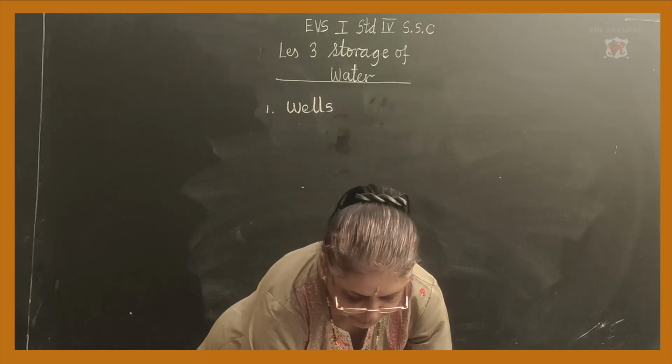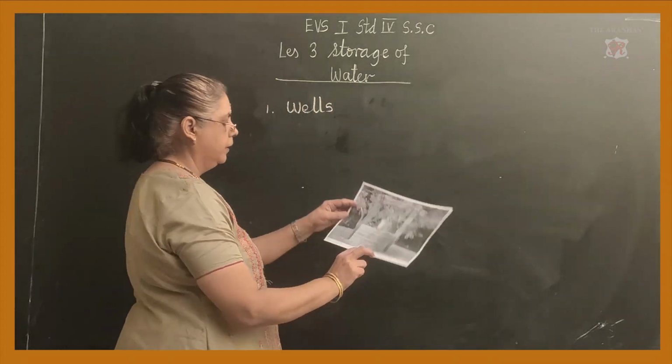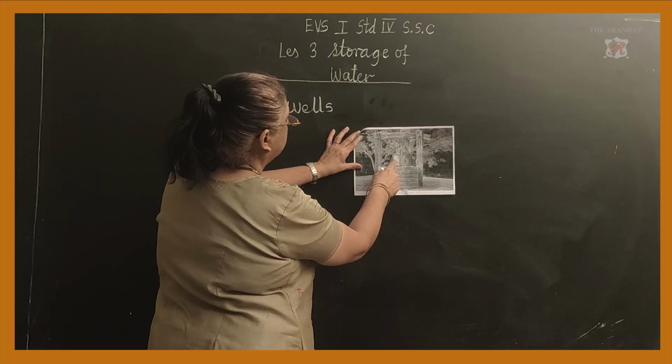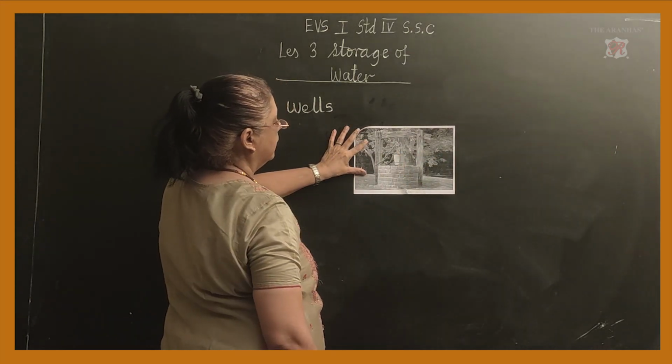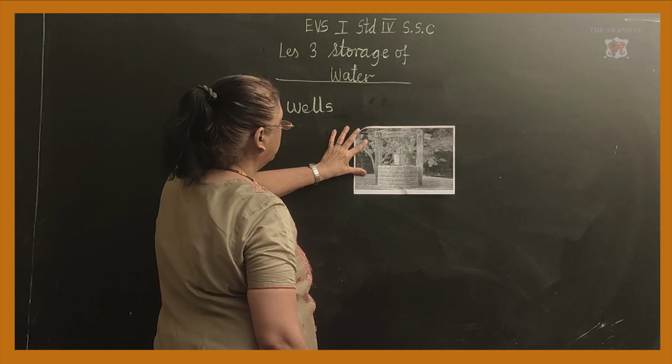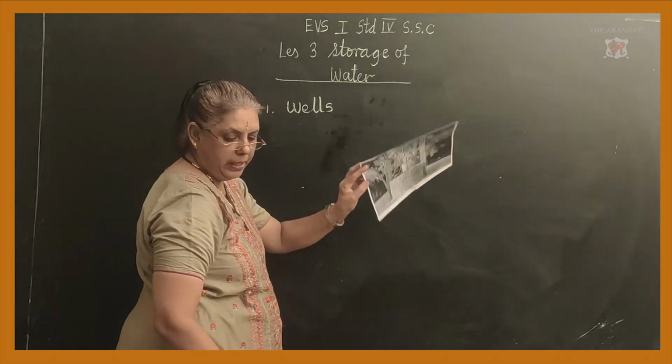I will show you another picture of a well also. Here we can see another bucket is tied to the rope, and the water is pulled out from the well. This is called a draw well.